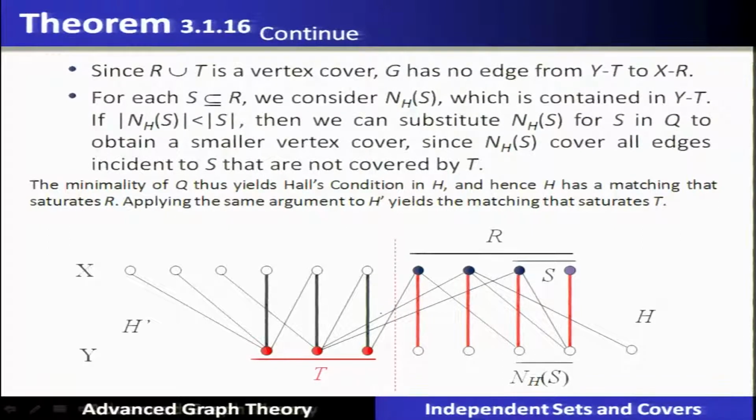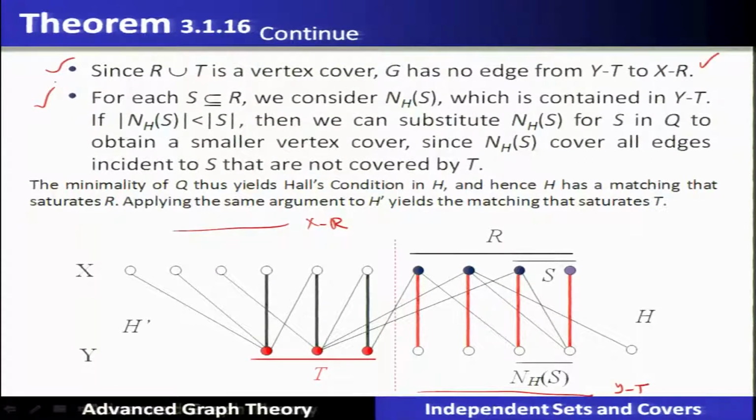Since R union T is the vertex cover, G has no edge which basically runs from Y minus T, that means from here, to X minus R, that means here. There is no edge which will go from Y minus T to X minus R. That particular condition is clear now. Why? Because R union T is a vertex cover. That means it will be covering all the vertices, so no more additional edges are required further to be included in that cover Q. Why? Because it is a minimum cover.